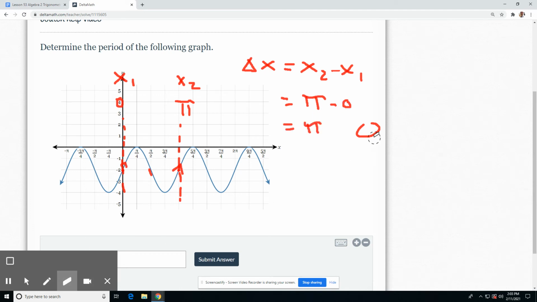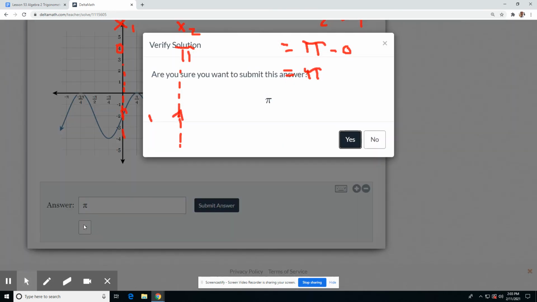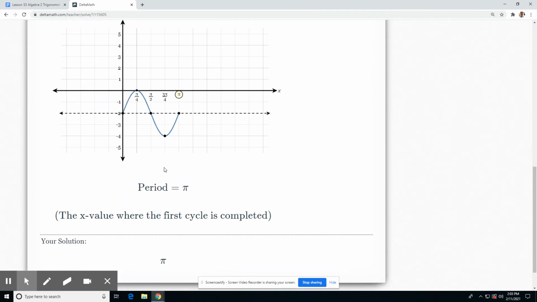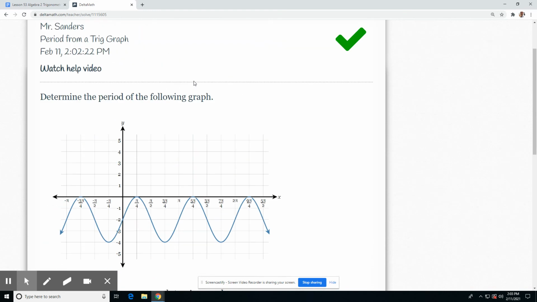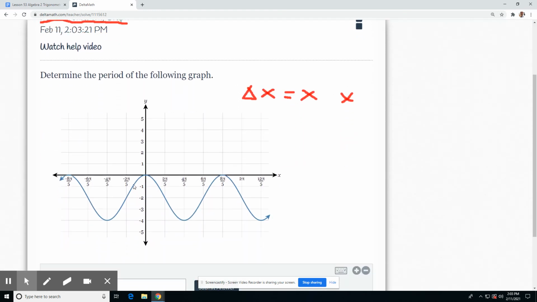Okay. And sorry about that extra 0 floating around there. So there's our answer. It repeats itself every pi. And I think they're just doing it visually. Yes. Let's see if the next one's any different. And it looks exactly the same.